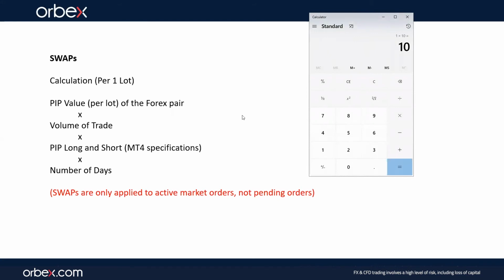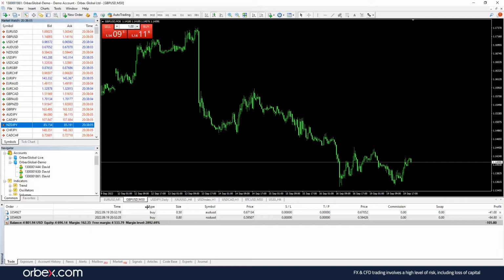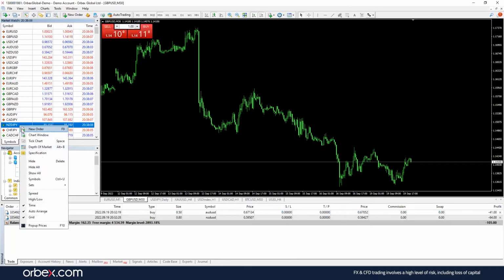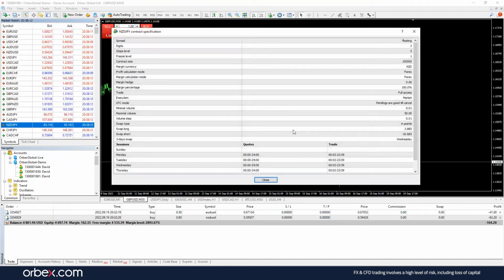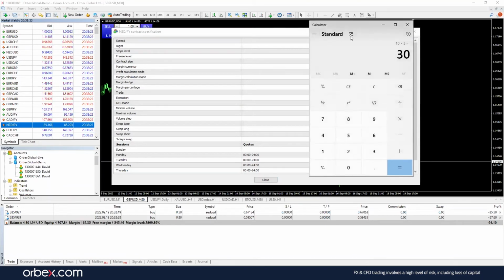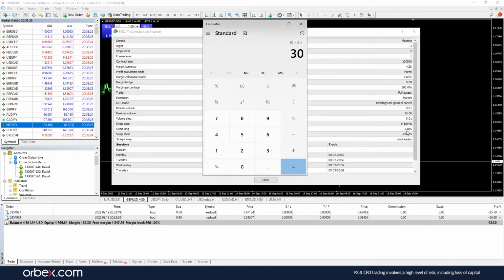So let's say I left my trade open for 3 days. We multiply it by 3. And then we look at what the value is in the MT4 specifications. So if we go back on here and go to dollar, New Zealand dollar, Japanese yen, this is in points. What that means is we've got to take this decimal point and move it to the left. So it'd be 0.3885 for this particular trade, because it's in points.